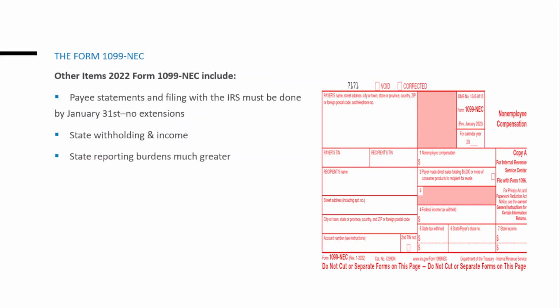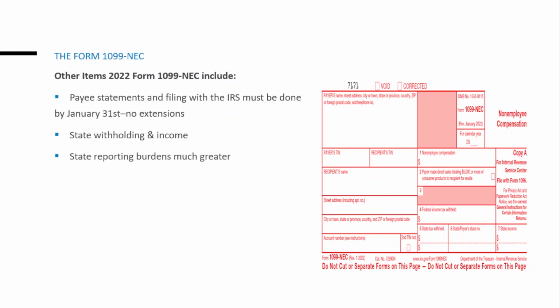Now, let's go back to the form. Let's go through the filing one by one. Here's the Form 1099 NEC. In this box, you need to fill in the payer's information, meaning your information, your name and your address, and put it into this box.